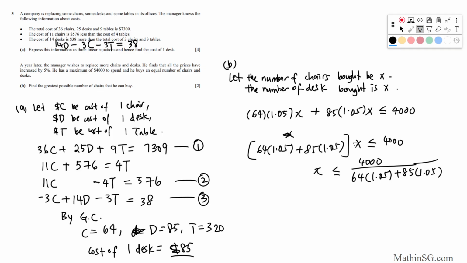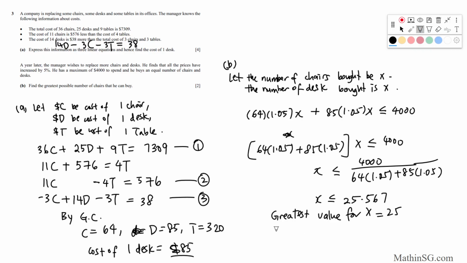Okay, so X is lesser than this. So you type this whole thing into the calculator. You know that X is lesser than 25.567. So what this means, the greatest value for X is 25, since X is an integer, right? Because X is the number of chairs or dashboard, so X must be an integer.